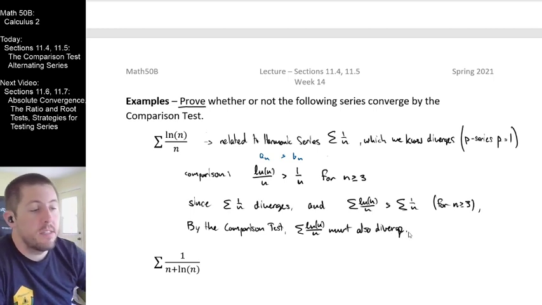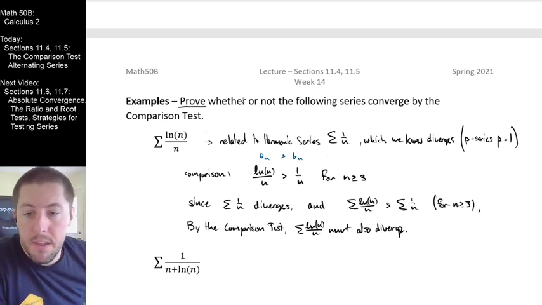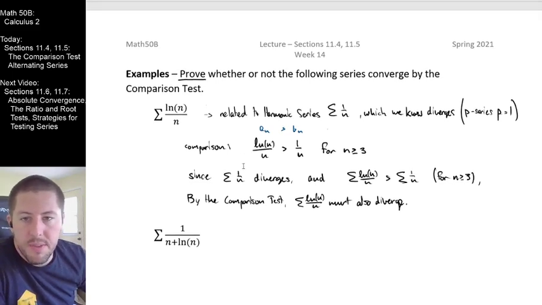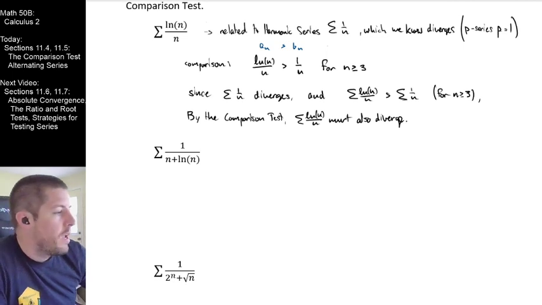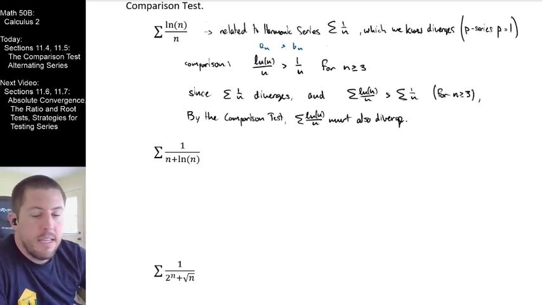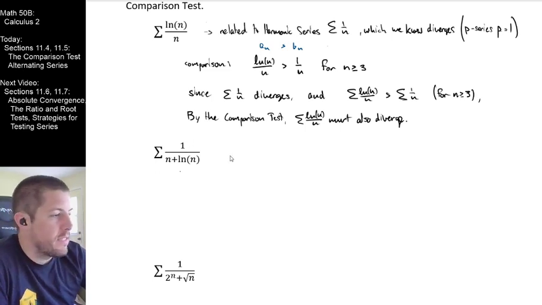All right, so the comparison test: if you're bigger than an infinite thing, then you're also infinite. If you're smaller than a finite thing, you're also finite. That's all we're saying with the comparison test right here. So for our next one, I'm seeing my series 1 over n plus the natural log of n. I see this 1 over n out here, and this is just yelling harmonic series at me.